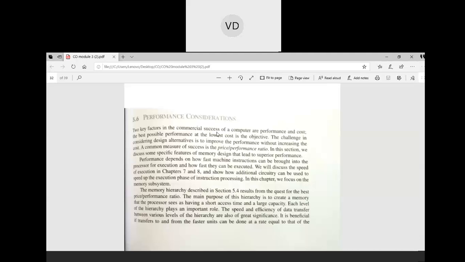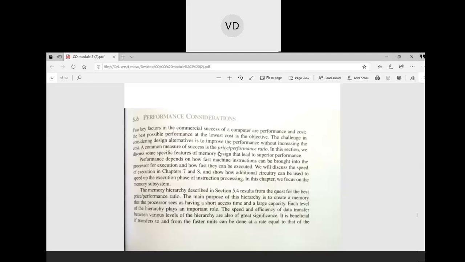First we have to find out the important measures. There are two important factors: the performance of a system and the cost of a system. We want a good performing system at low cost. These two are the main parameters we have to consider for the successful running of a computer in the market, performance and cost.